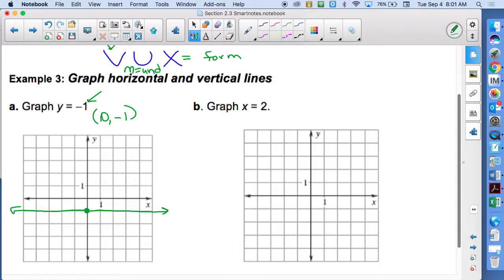The second one says graph x equals 2. When it's x equals, it's a vertical line that goes through the point 2, 0, so whatever the number is over there is where your point would be, connecting the x-axis. So x equals 2, we now have a vertical line that has an undefined slope going through the x value of 2. Questions?